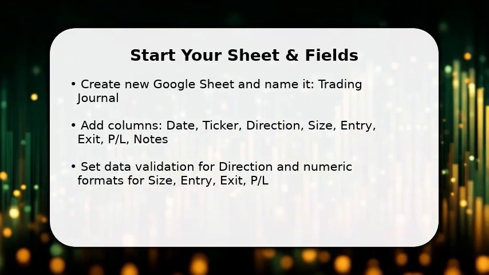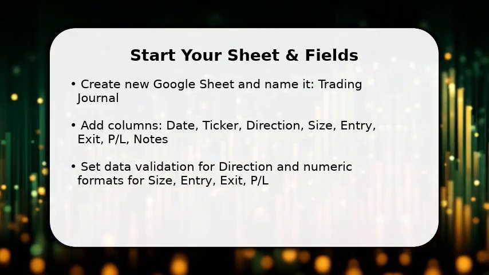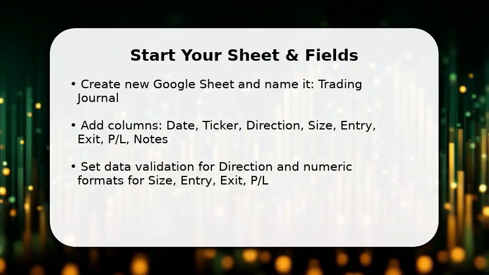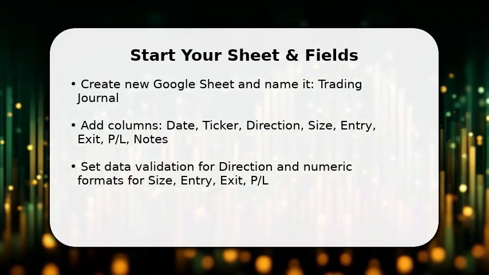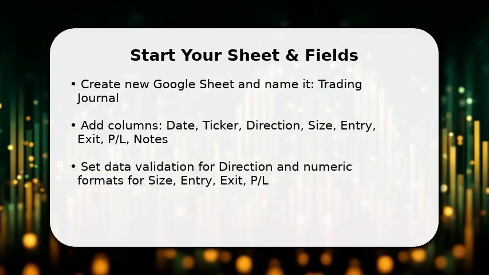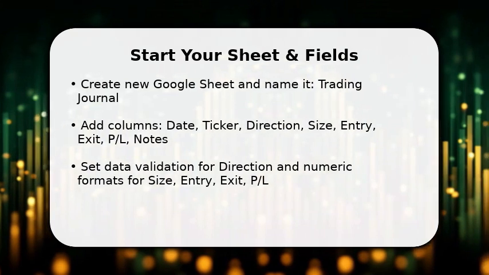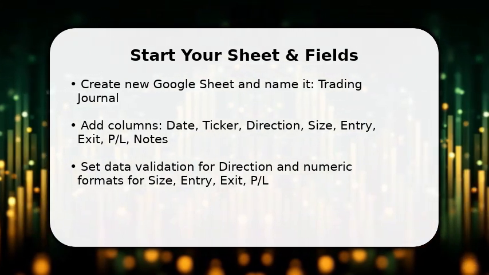Use data validation to limit direction to buy or sell, and format size and prices as numbers or currency so calculations behave. Once done, enter one sample trade row to confirm formats. Make sure autofill and freeze header row so new entries stay consistent while you continue.